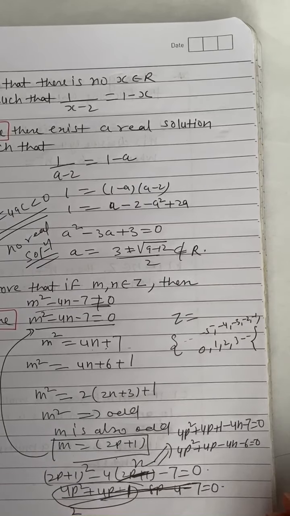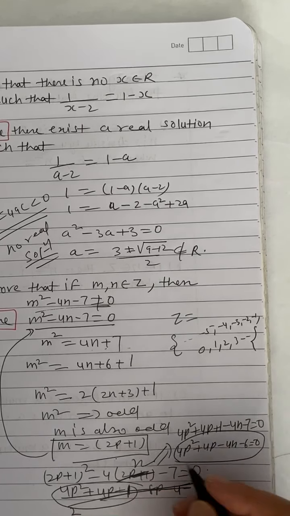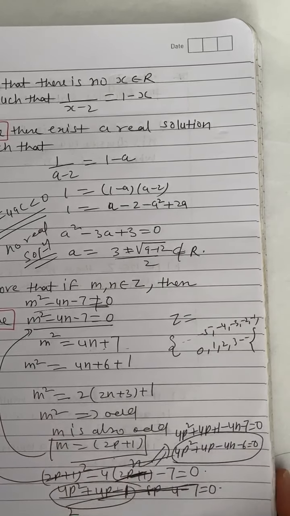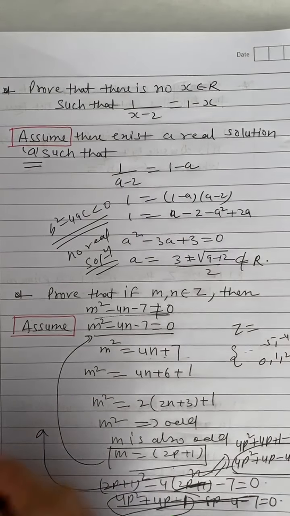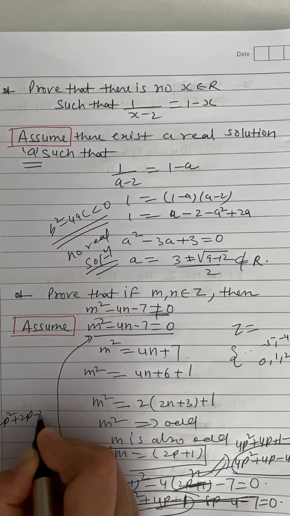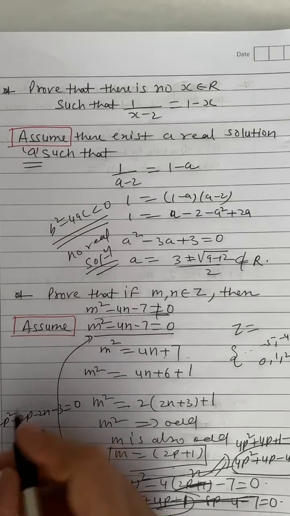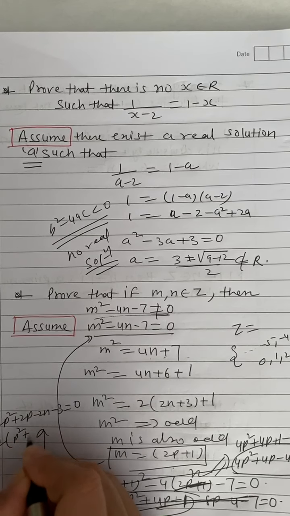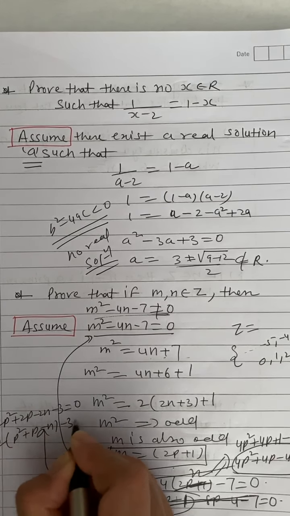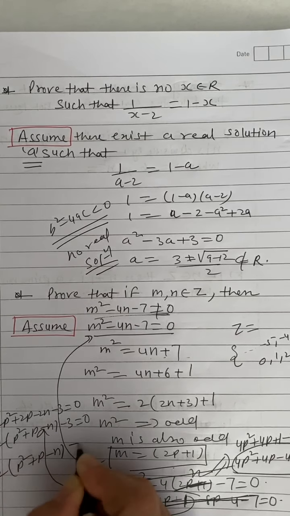And 2 is common, so I can take this 2 common. So now you get 2p square plus 2p minus 2n minus 3 is equal to 0. So I got 2 times (p square plus p minus n) is equal to 3.